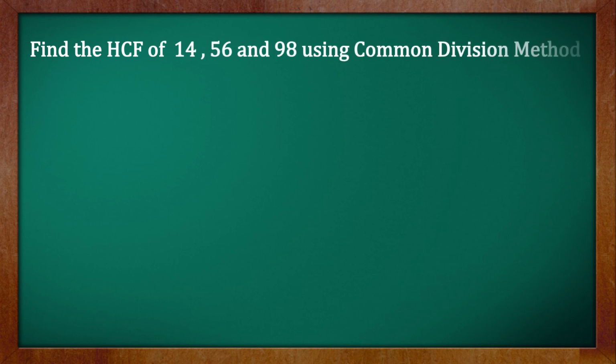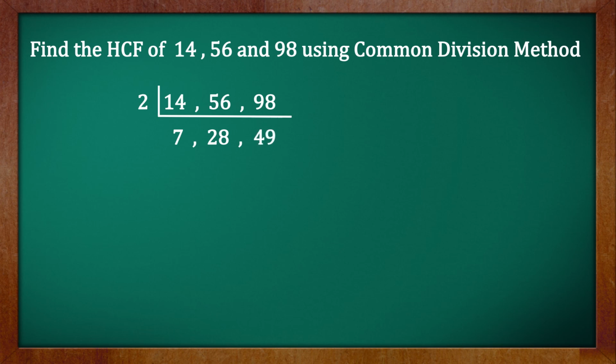Start dividing 14, 56 and 98 by the common factors. Since all three numbers are even, 2 is a common factor. 14 divided by 2 is 7, 56 divided by 2 is 28 and 98 divided by 2 is 49. Next, divide 7, 28 and 49. The smallest common factor of these three numbers is 7.